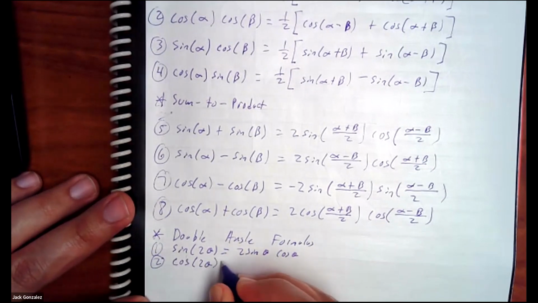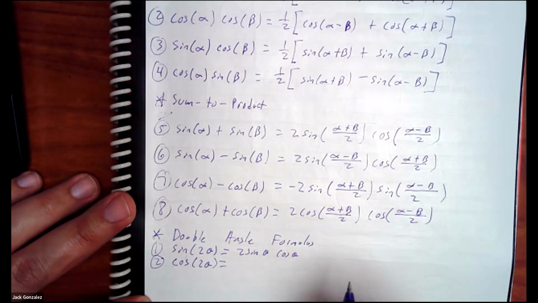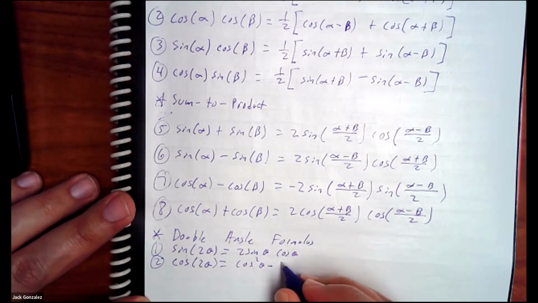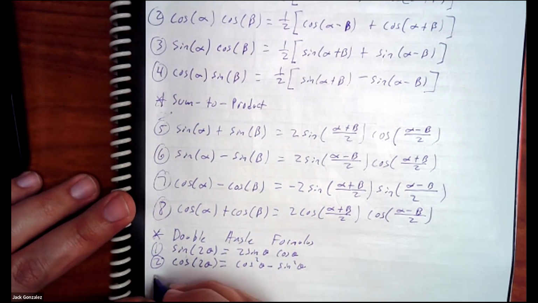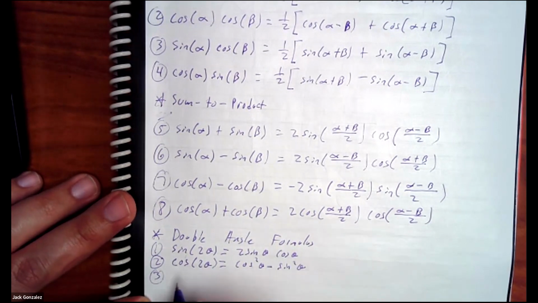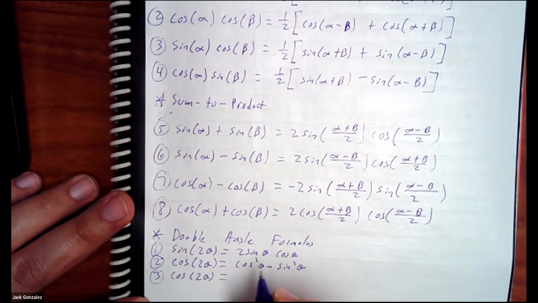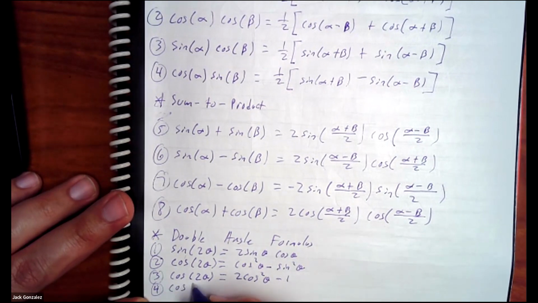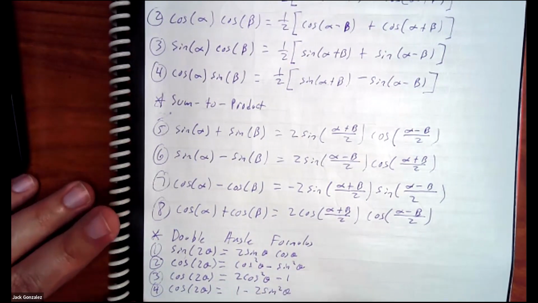Cosine 2 theta has 3 different forms. Cosine squared theta minus sine squared theta. Number 3. Cosine 2 theta is also equal to 2 cosine squared theta minus 1. Fourth form would be 1 minus 2 sine squared theta.